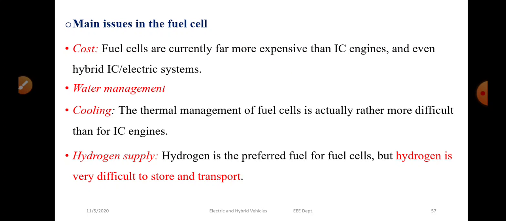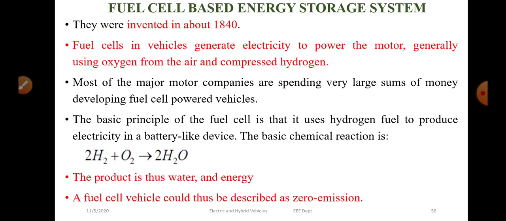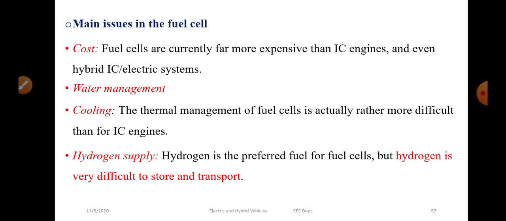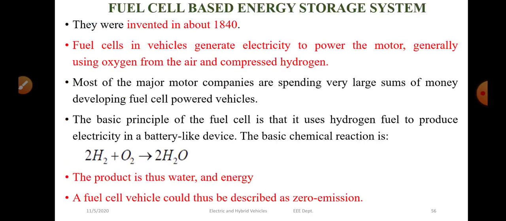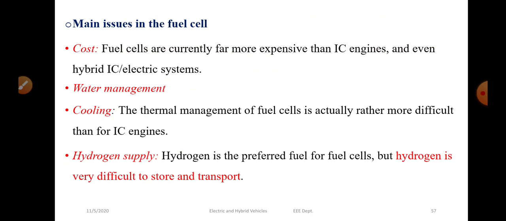Now let us see what the main issues in the fuel cell are. The first one is cost. Fuel cells have a very high cost because the fuel used here is hydrogen, which is expensive. Then water management is very difficult because the byproduct of the cell reaction is water. Then cooling: fuel cells liberate a large amount of heat, so cooling is very difficult here.